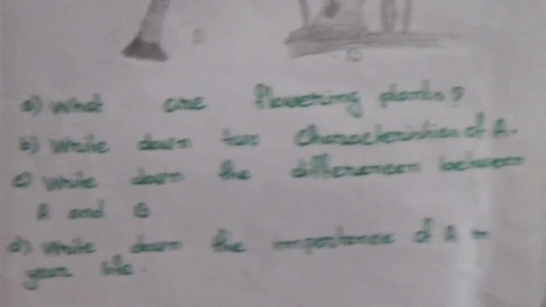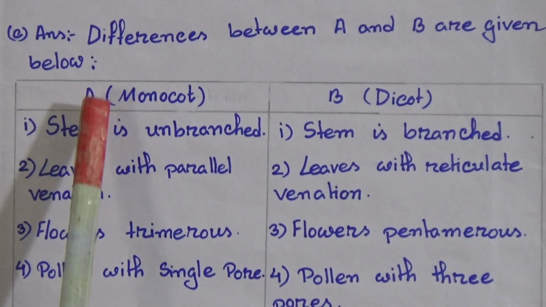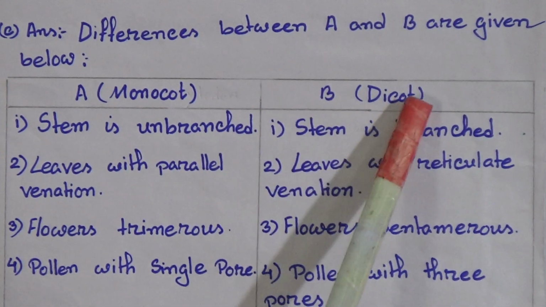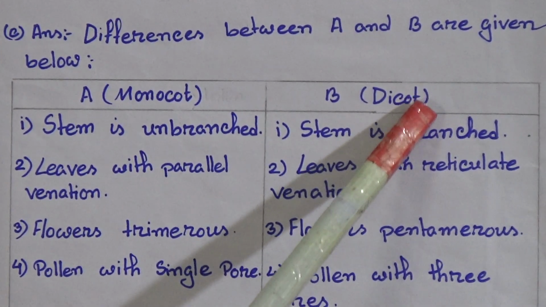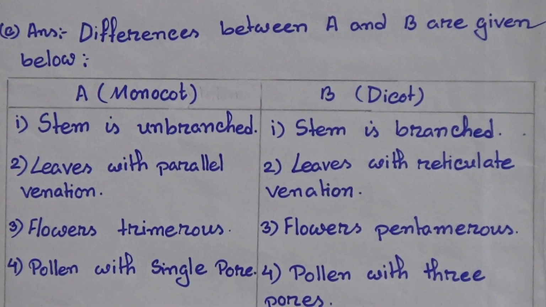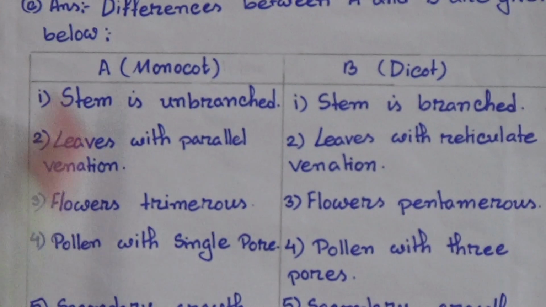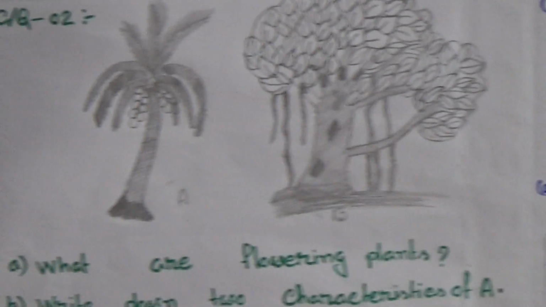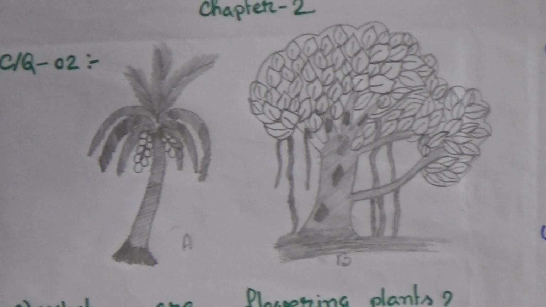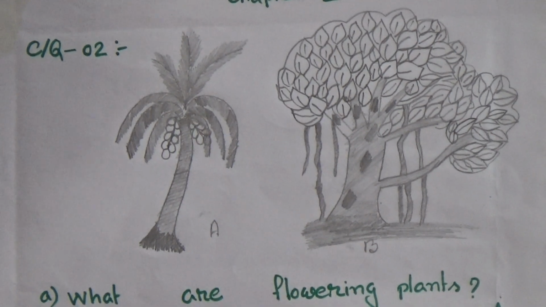Number C. Write down the differences between A and B. Differences between A and B are given below. A is monocot, and B is dicot. Here you see the differences. This is a monocot tree and this is a dicot tree. Stem is unbranched, but in figure B, the stem is branched. Leaves with parallel venation. Leaves with reticulate venation. Their leaves are different, surrounding the tree.